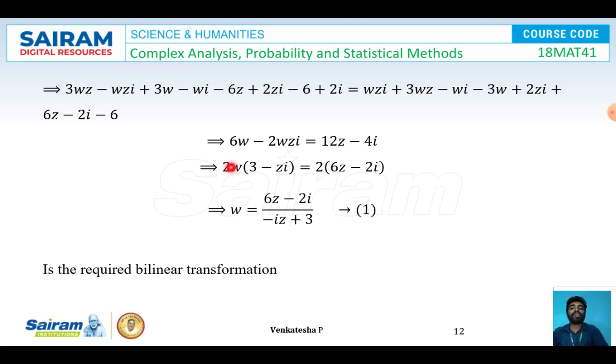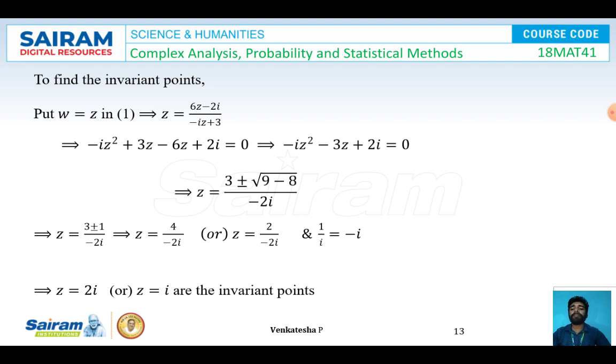So I can cancel 2, and taking this 3 minus zi to RHS, I got w is equal to (6z minus 2i) divided by (minus iz plus 3i). And this is called the bilinear transformation, and I'll be calling this equation number 1. So now I'm going to find the invariant points from this equation only. So I'll be replacing w is equal to z in this equation so that I can find the invariant points. So I'll be replacing w is equal to z in equation number 1.